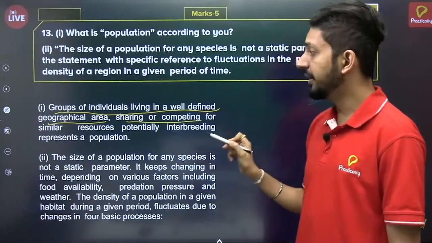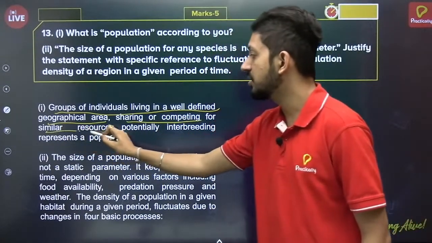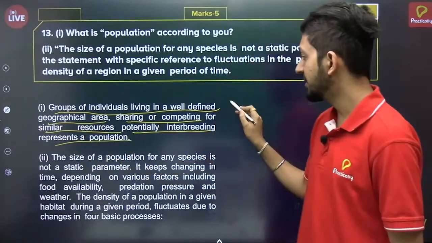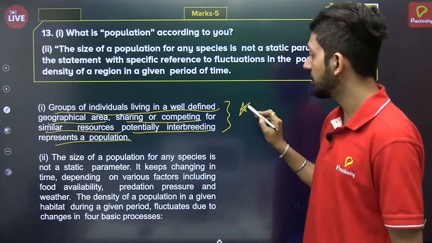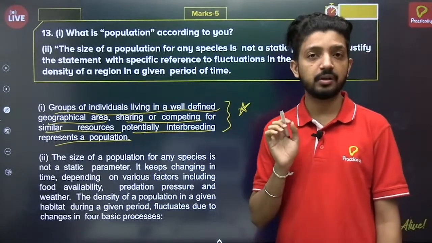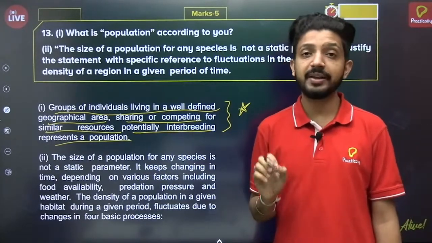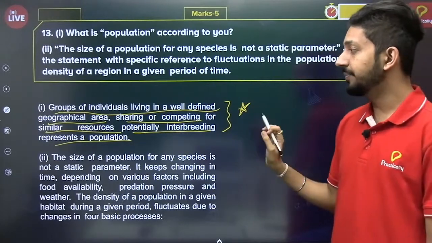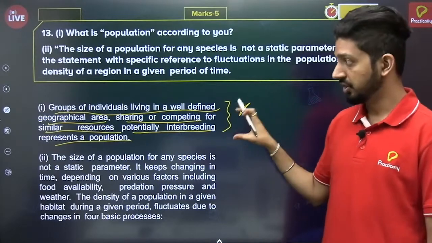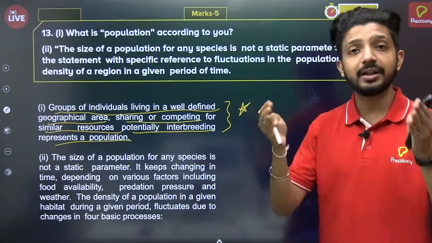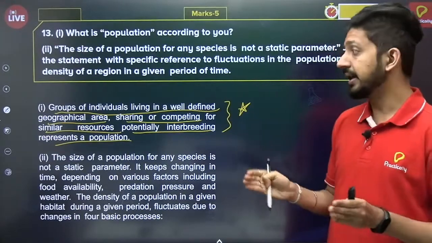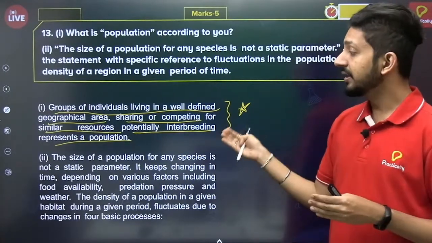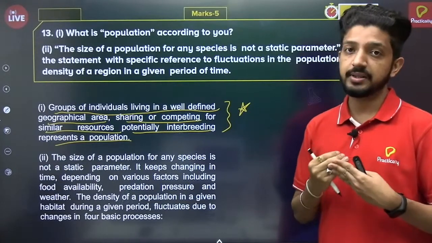Sharing or competing for similar resources, potentially interbreeding represents a population. This entire definition is very important. If you miss any word or any point in this, that will make the definition incomplete. So make sure you write every particular word in this definition. A group of individuals in a well-defined geographical area sharing and competing for similar resources, potentially interbreeding represents a population.